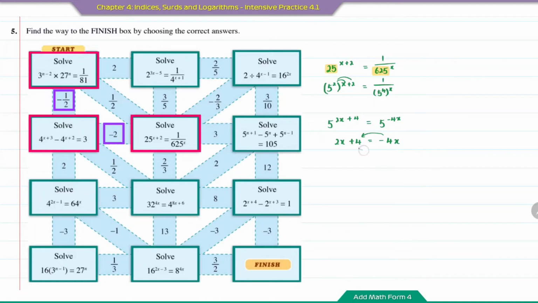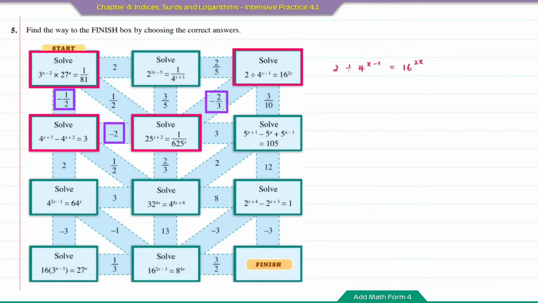So I'm going to move the negative 4x to the left hand side and 4 to the right hand side. Therefore 2x plus 4x equal to negative 4. So 6x equal to negative 4. X equal to negative 4 divided by 6, which is equal to negative 2 over 3.